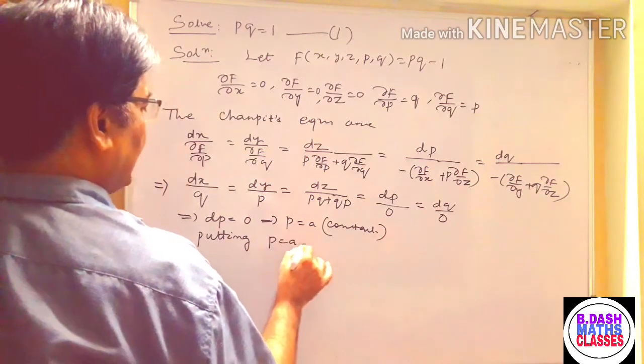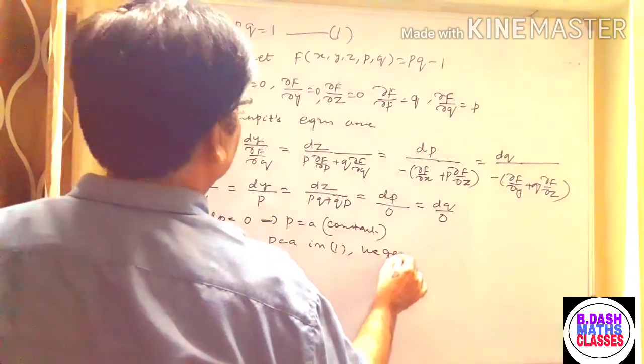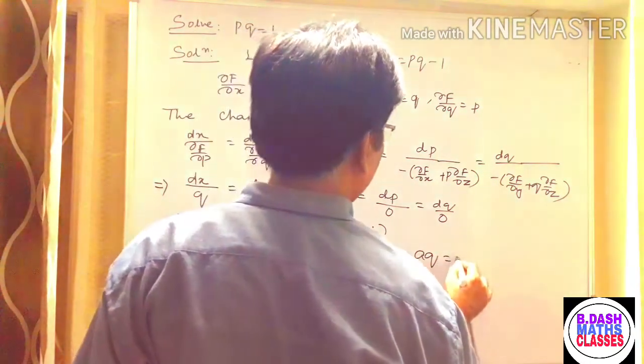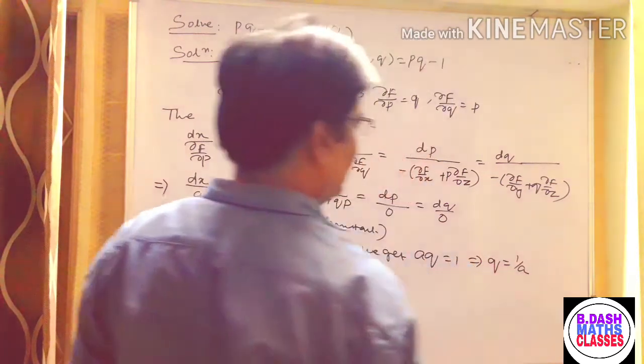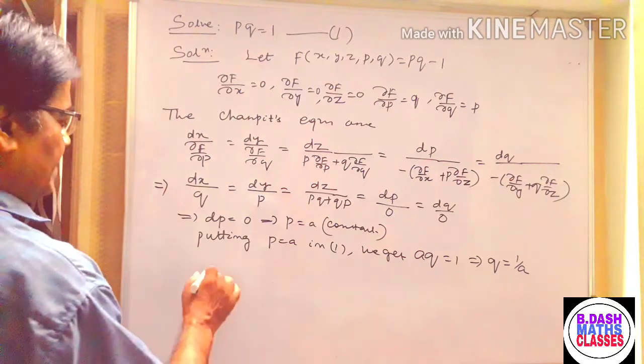Putting p is equal to a in equation 1, we get aq is equal to 1. So this gives us q is equal to 1 by a. So we are getting the value of q is equal to 1 by a.